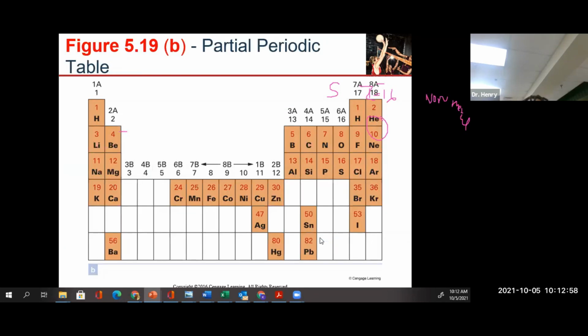Okay, so this is just showing you some of the elements, those elements that were on that table. They're shown on this periodic table. So these are the ones that we want you guys to be familiar with. Okay, are there any questions?